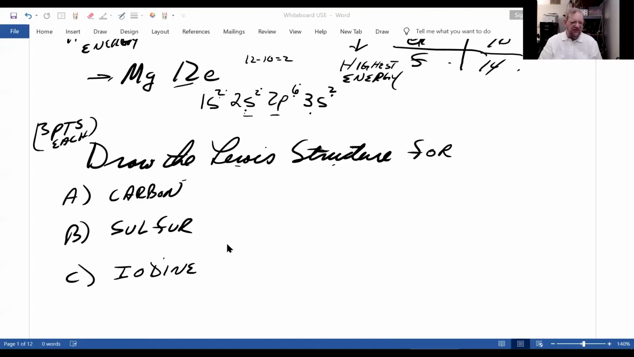So let's look at this. If I ask you to draw the Lewis structure for carbon, the first thing you have to find out is carbon has four valence electrons from the periodic table. And now I put a dot on each side and I'm done. Now we just did sulfur and sulfur has six valence electrons. And I'll let you try it on your own.